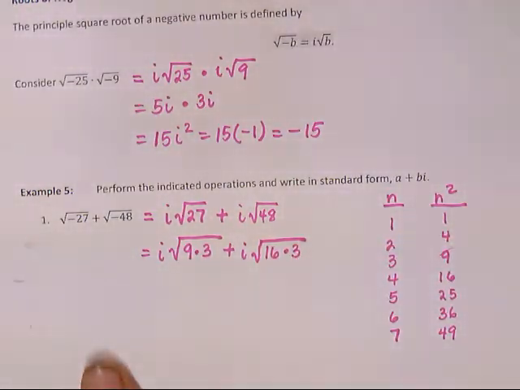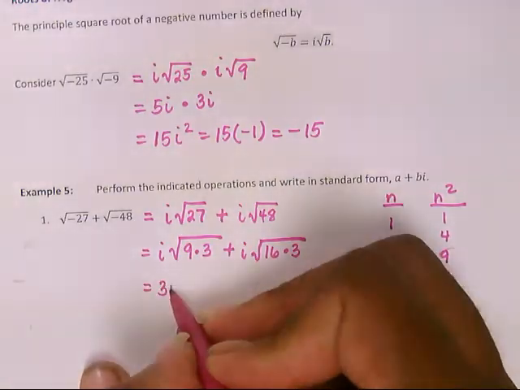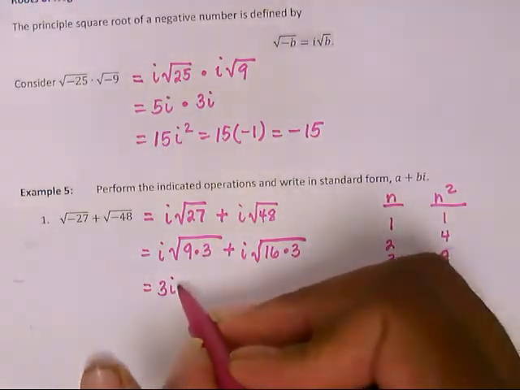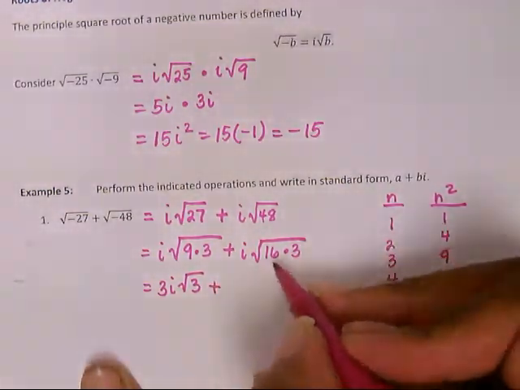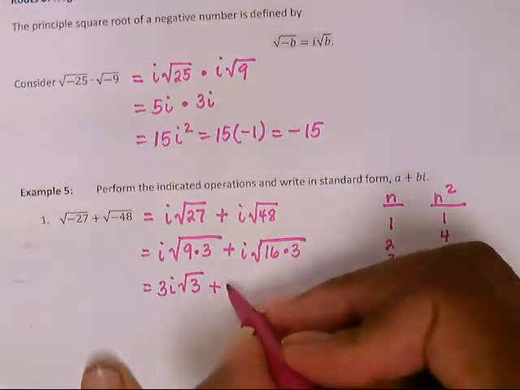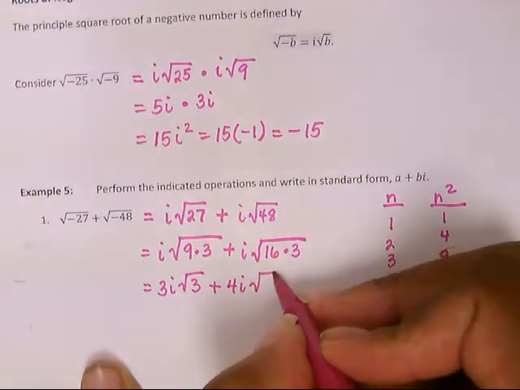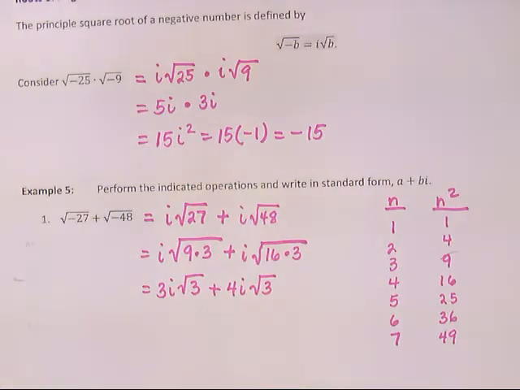That's 16 times 3. And then I can take the square root of 9, which is going to be a 3. So that 3 will be on the outside where the i is. And this 3 remains underneath the radical. Plus, I can take the square root of 16 here. That's going to be 4, so I can pull the 4 in front of the i. And the square root of 3, well, the 3 remains underneath the radical. So here I got 3i square root of 3 plus 4i square root of 3.